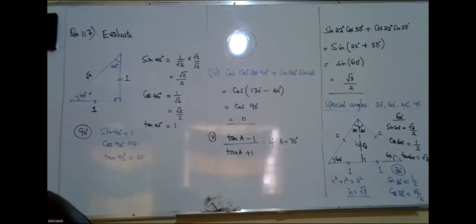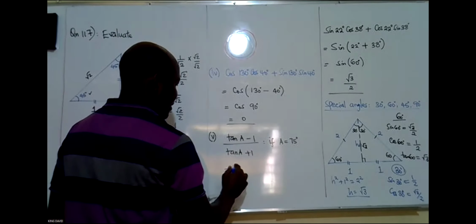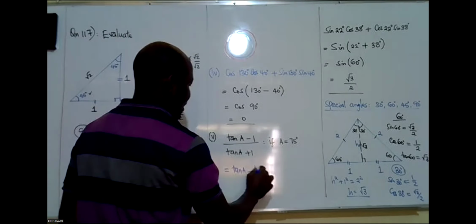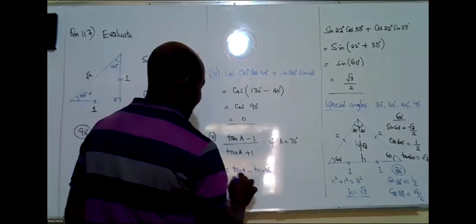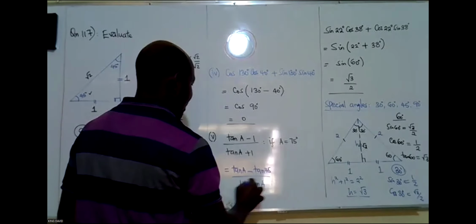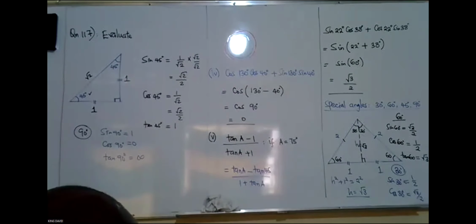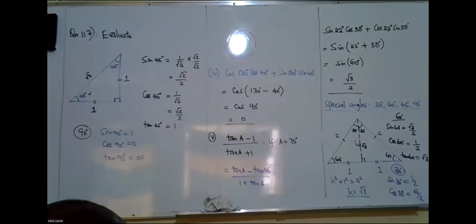I think the one up is a tan of 45. Okay, thank you, Priscilla. The one up is a tan of 45. That means the one down, we maintain it. Priscilla says that this up here is the same as tan A minus tan of 45. The one down, maintain it as 1 plus tan of A. Correct step, very correct step. So what next?